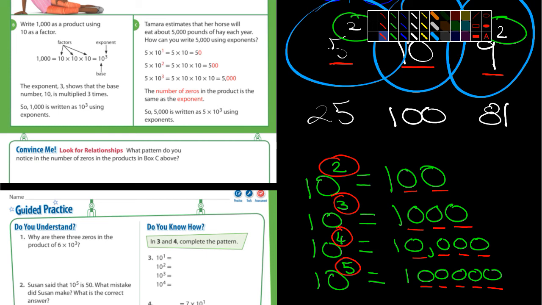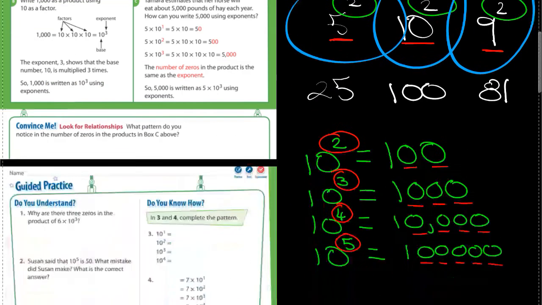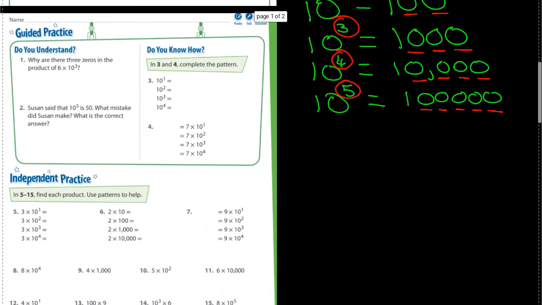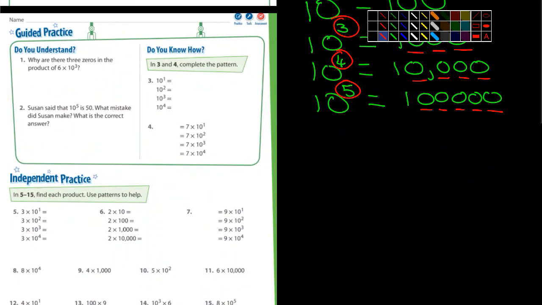Let's move it up a little bit. I'm going to show you something else. And I'm going pretty slow with this because of last year. So a lot of this stuff is going to be new, but some of it could be review.